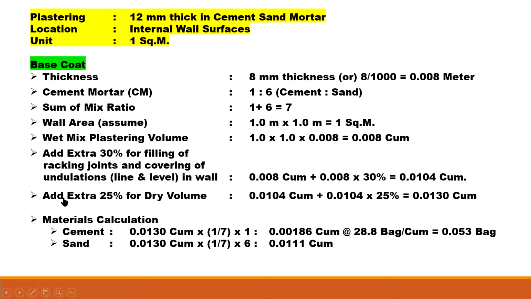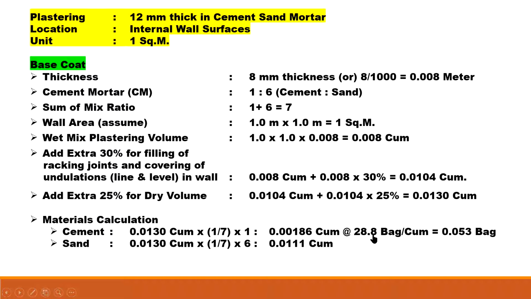So that is 0.0104 cubic meter. Then we add extra 25% for dry volume. So 0.0104 cubic meter plus 25% of 0.0104, that is a total of 0.0130 cubic meter. This is the total dry volume of the cement mortar. Then we will calculate the material. Cement: the total dry volume, 0.0130 cubic meter, divided by the sum of the proportions, that is 7, multiplied by the cement proportion 1. That is equal to 0.00186 cubic meter of cement.